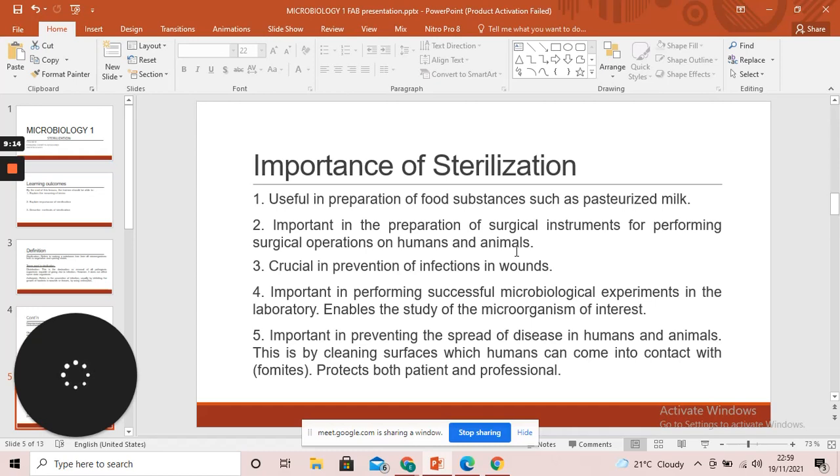Another importance is the preparation of surgical instruments for performing surgical operations on humans and animals. This prevents the spread of disease through the instruments.